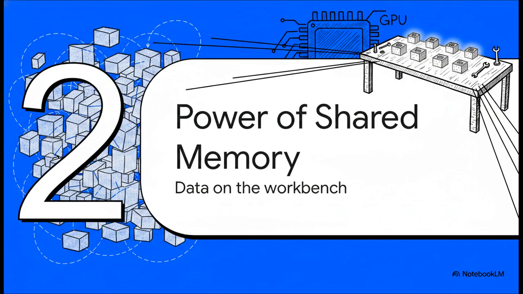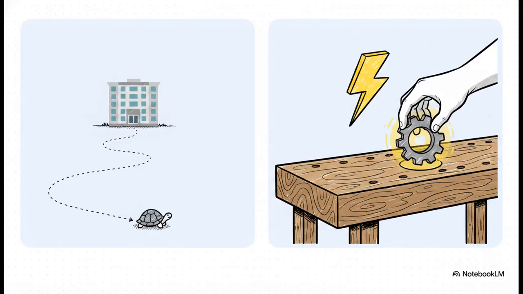Moving on to section 2, the power of shared memory, bringing data right to the workbench. If there is one critical tool for a beginner to master when optimizing GPU code, it is learning how to manually bring data out of that slow global warehouse and onto the fast local workbench. Let's contrast these two. Over on the left, global memory is accessible by absolutely everything, but it's distant and unoptimized.